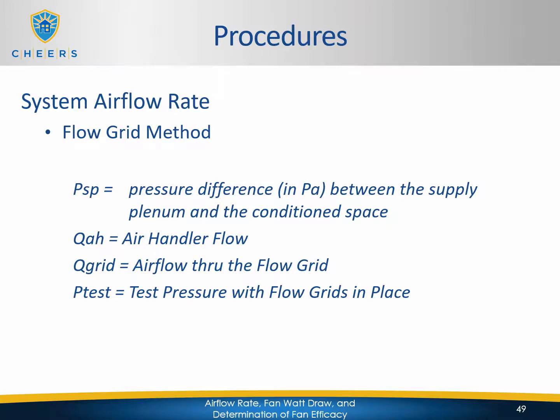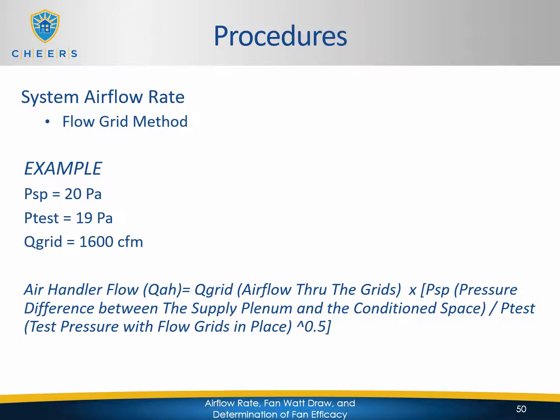And again, PSP is the pressure difference in pascals between the supply plenum and the conditioned space. QAH is the air handler flow, which you're trying to find. The Q grid is the airflow through the flow grid. If you have multiple grids, you want to add those up together. And then you have the P test, which is the test pressure with flow grids in place. And again, we're going to be using the same variables that we used before, just for a different particular equation.